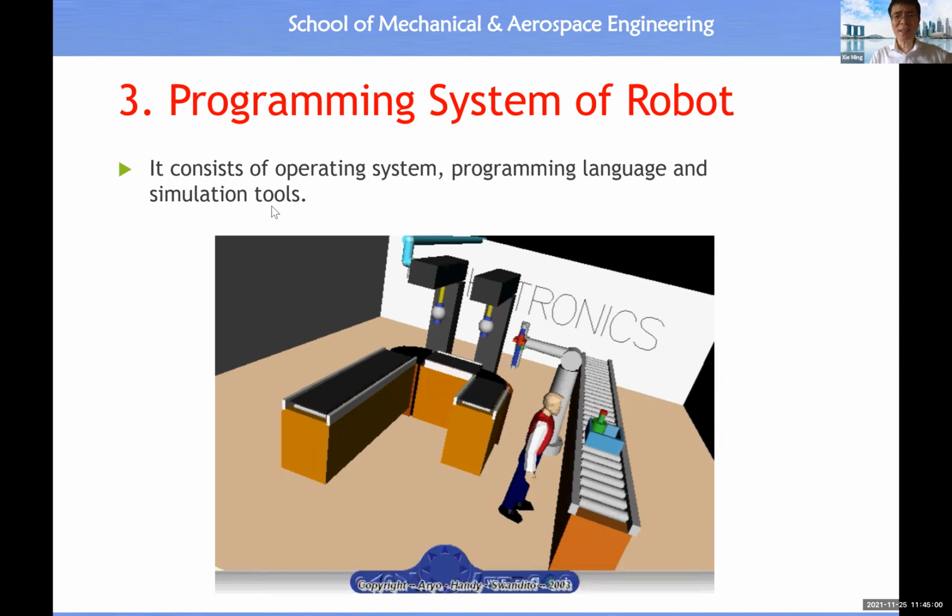On top of that, obviously you need to have an operating system in general, and a programming language. So again, you can identify three key components inside a robot's programming system. They are the operating system, the programming language, and the simulation tool.